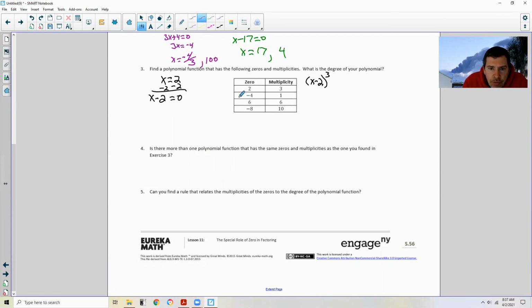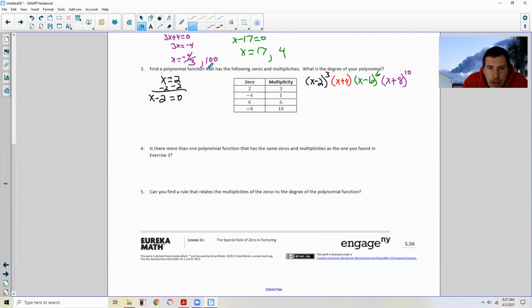And then for -4, it would be x plus 4. It's just the opposite sign. And that's a multiplicity of 1, so I'm done there. And then 6, that would be x minus 6. Multiplicity of 6, that goes out there. And then finally a -8. If x equals -8, then x plus 8 equals 0. So it's x plus 8, and that has a multiplicity of 10.